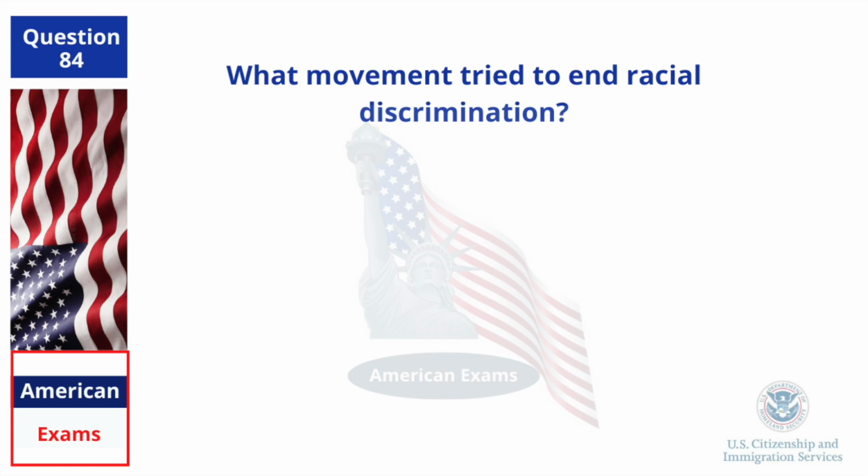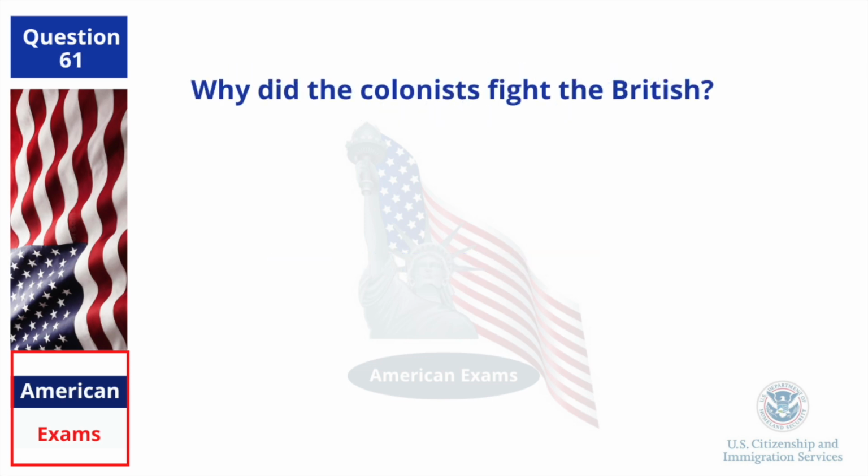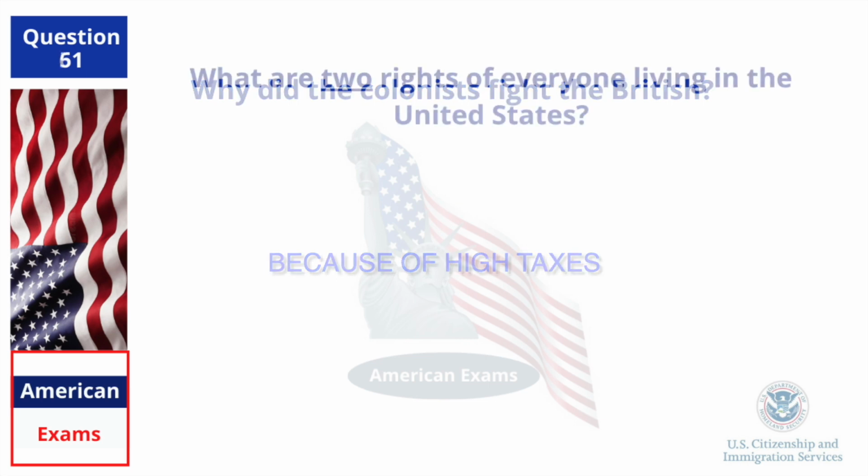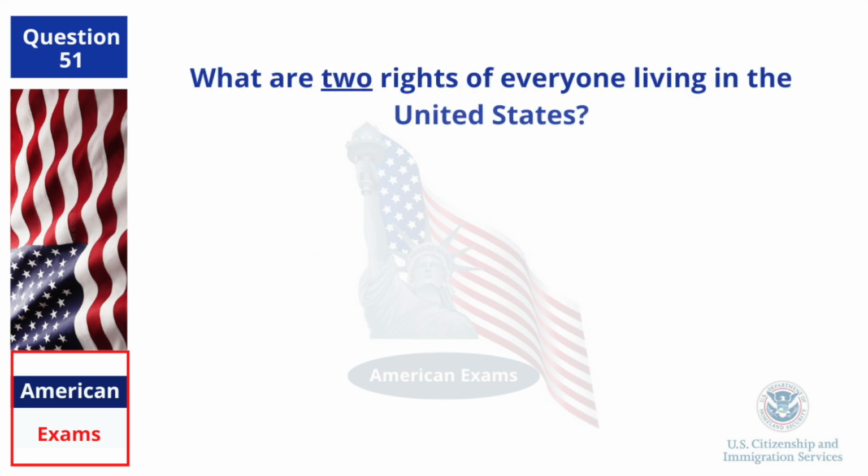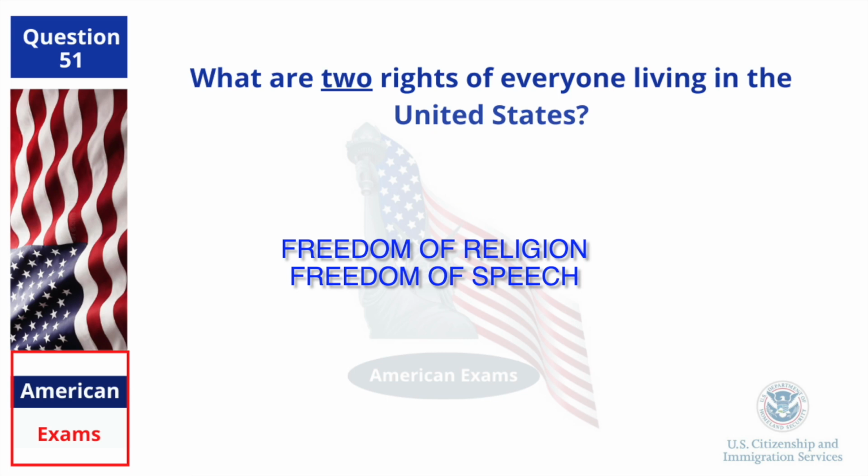What movement tried to end racial discrimination? Civil Rights Movement. Why did the colonists fight the British? Because of high taxes. What are two rights of everyone living in the United States? Freedom of religion. Freedom of speech.